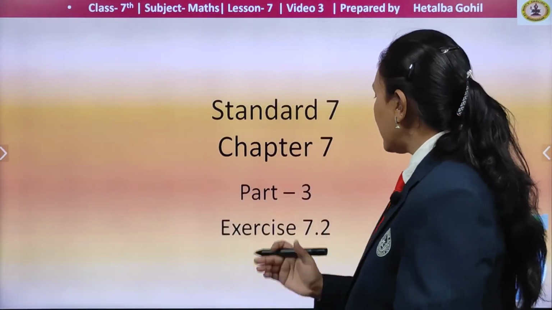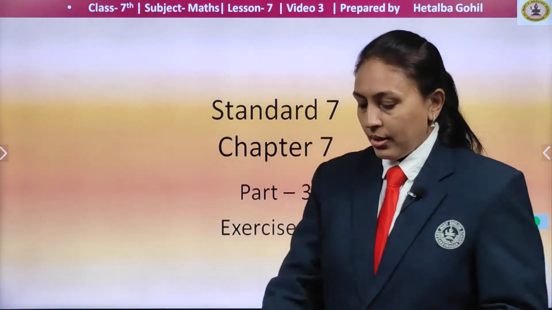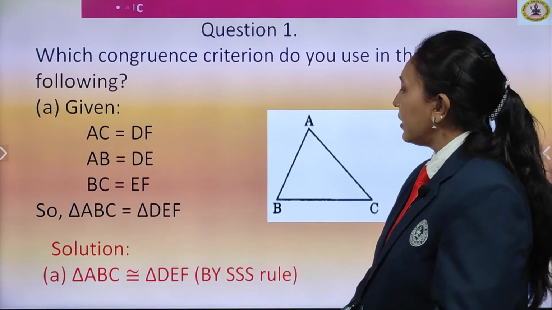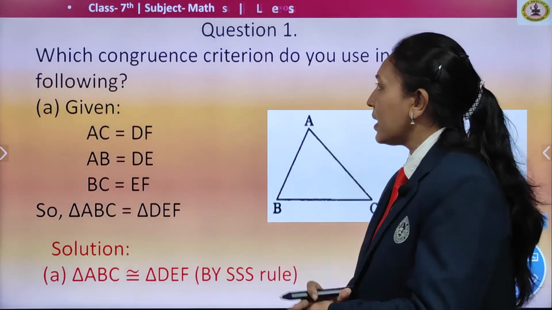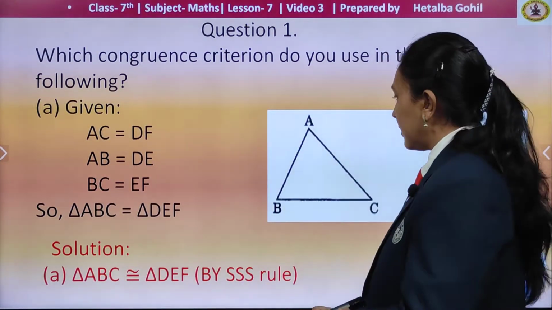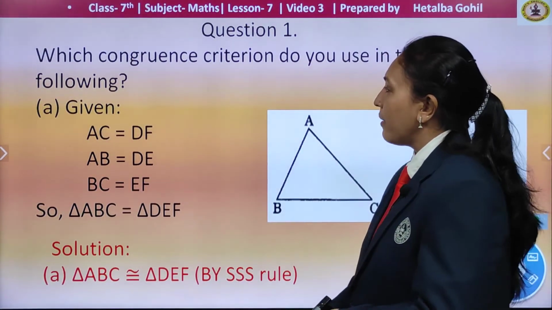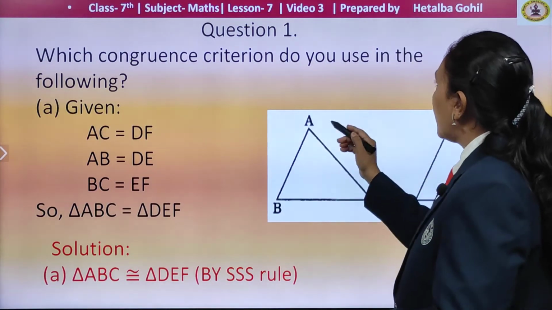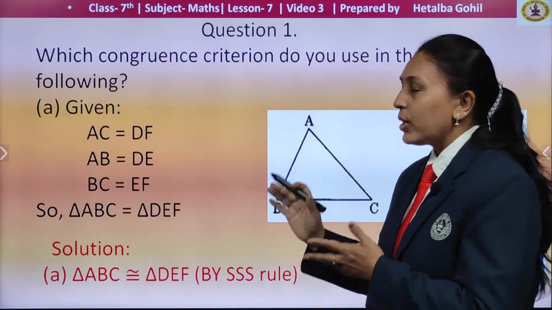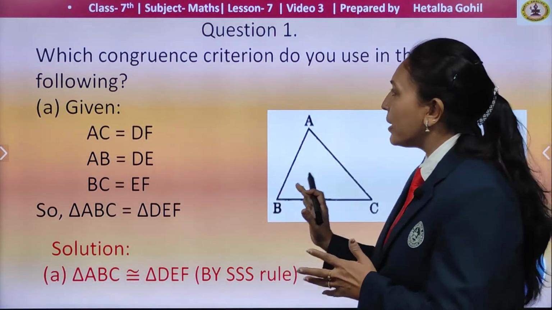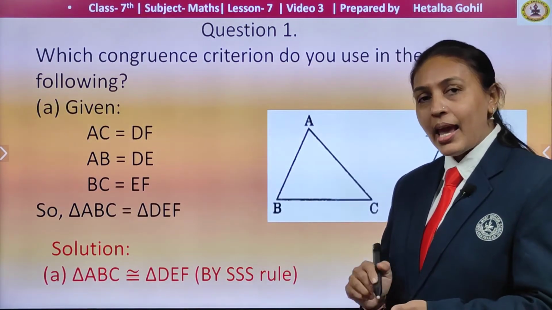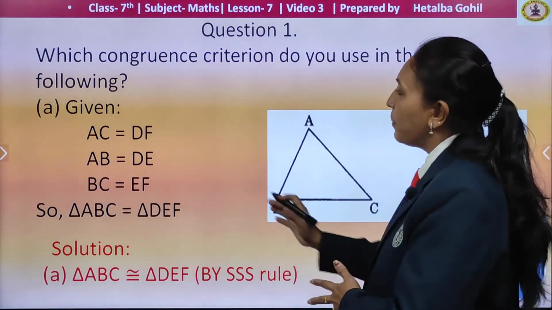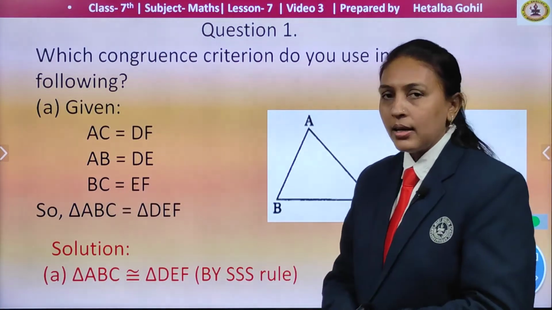Today in this video, we will go further with the next exercise, that is 7.2. In this exercise, children, we are going to learn and write the exercise related to the criteria of congruence of triangles. Now the first question we have, which congruence criteria do you use in the following? So the questions are given and we have to just mention the congruence criteria, whether SSS, SAS, ASA or RHS on the basis of the given condition in the question.